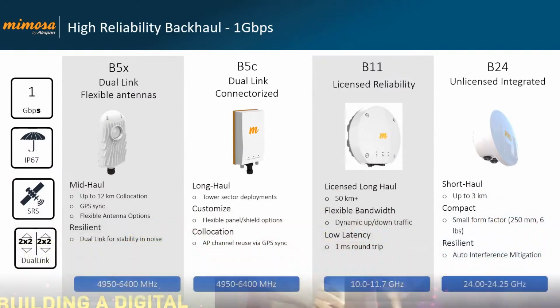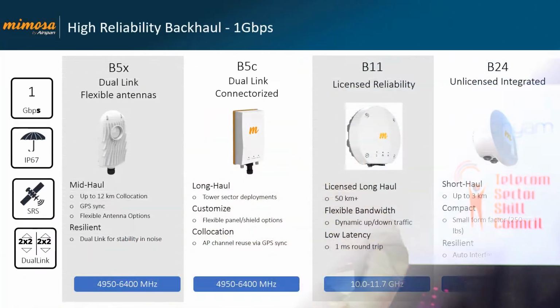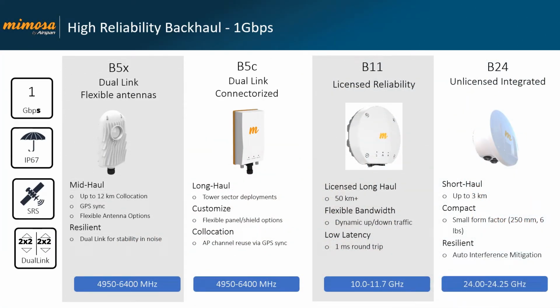So here, the capacity which we talk about today in Wi-Fi 5, we have a maximum capacity available of 1 gig to 1.75 Gbps. In India, we have a 5 GHz free band. So we use B5X, B5C for longer distance connectivity for higher bandwidth. B11 is an 11 GHz radio, and B24 is a 24 GHz radio, which is being used by operators who have got the license.